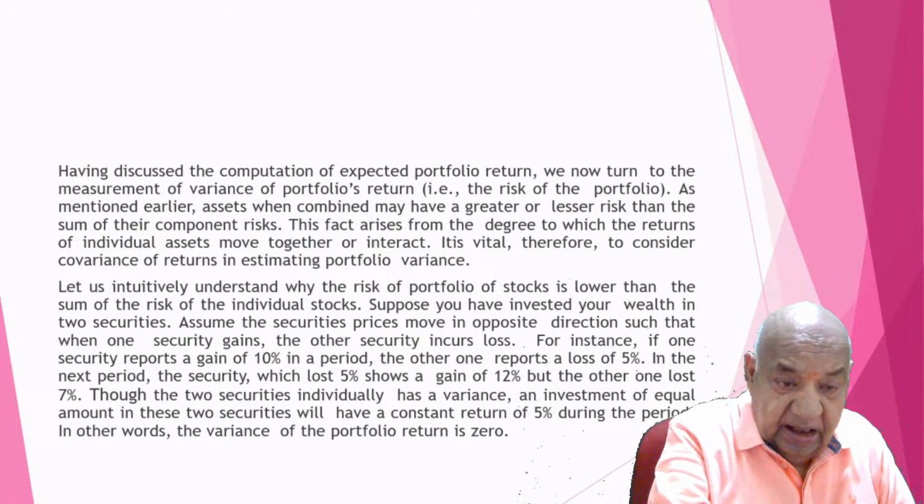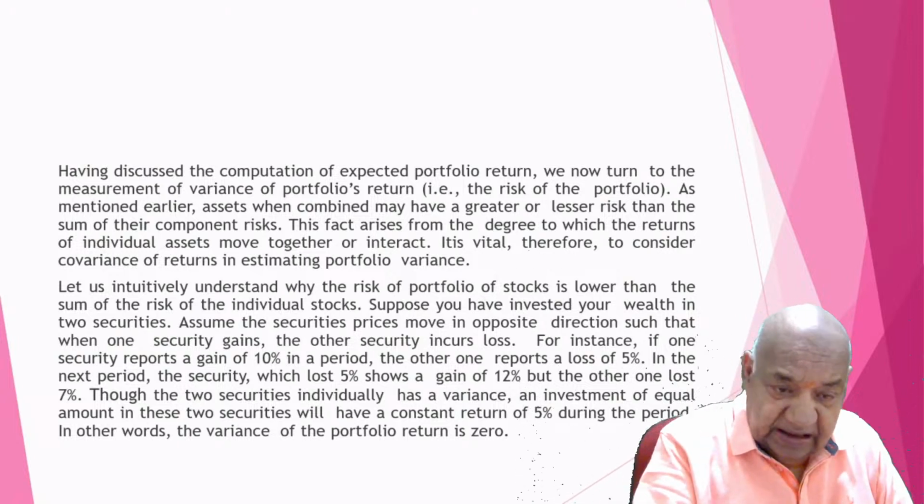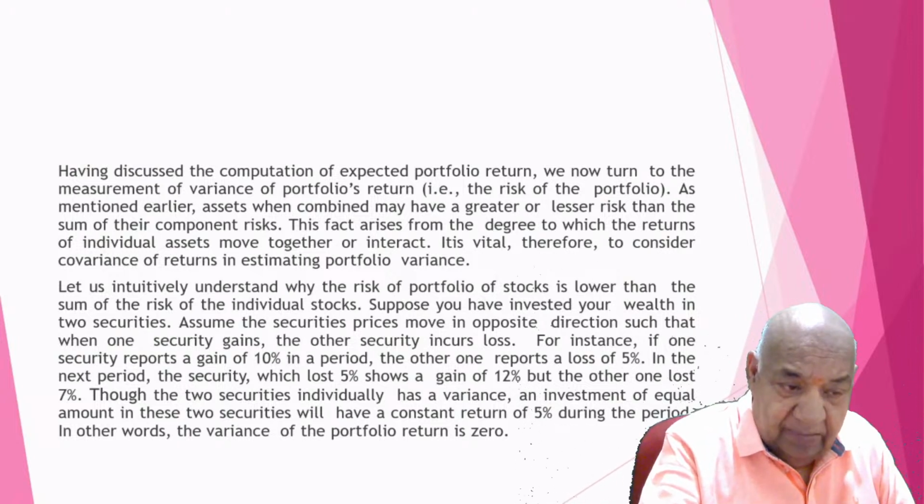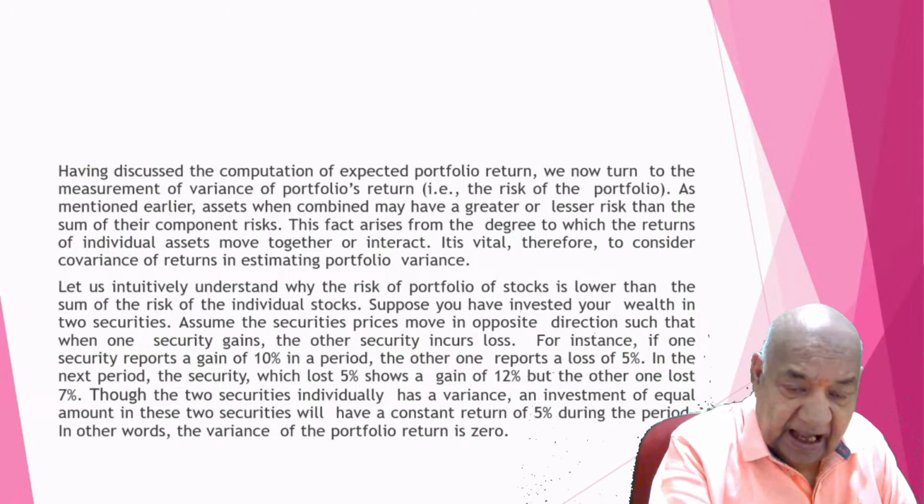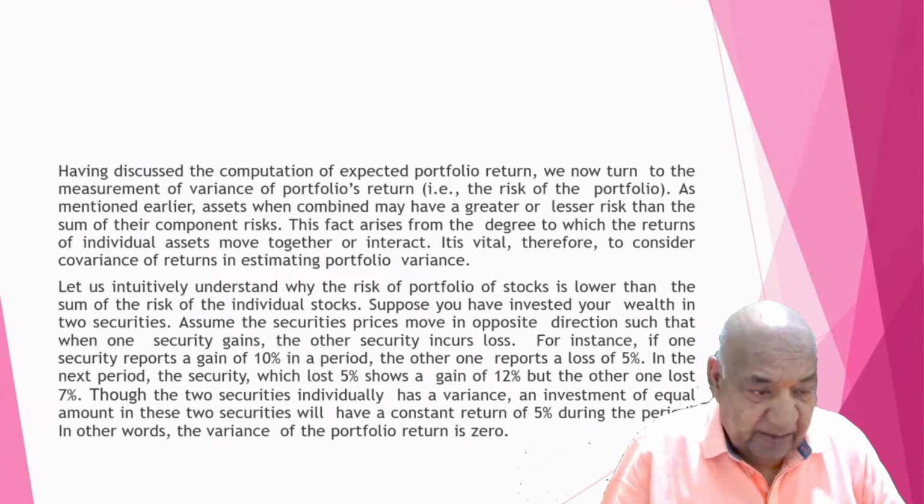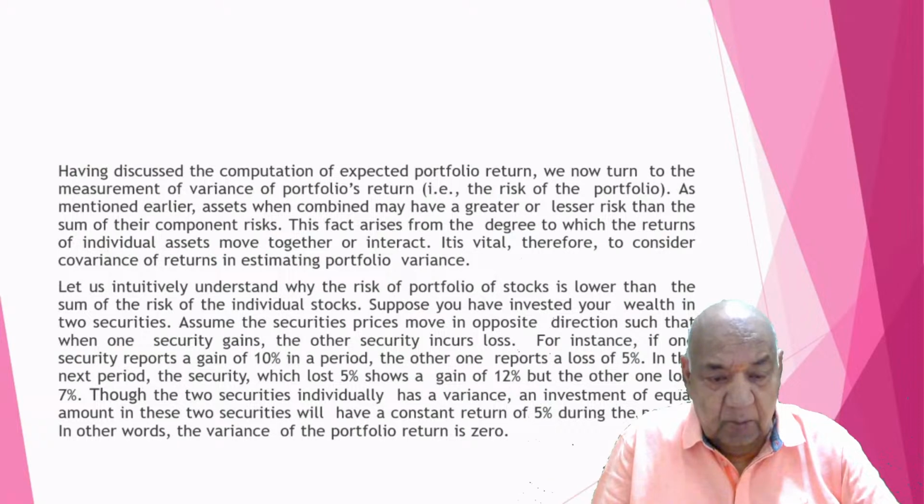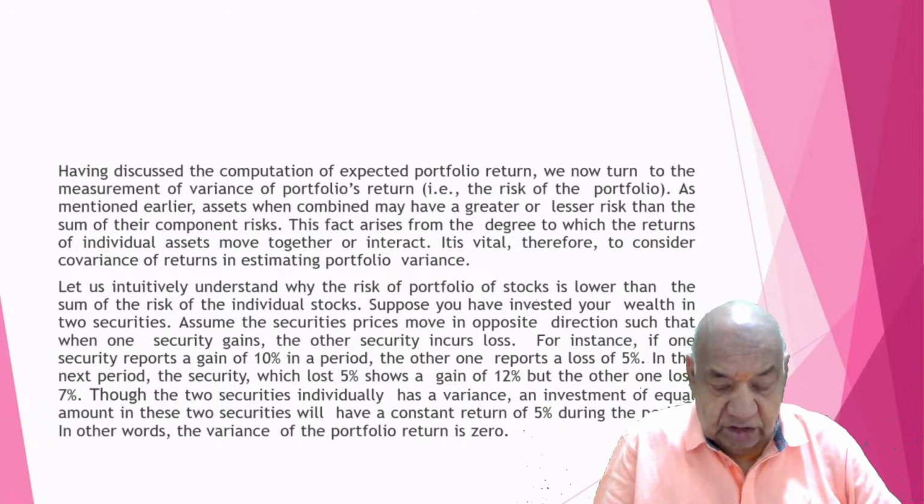Here, 10 minus 5 is 5 and 12 minus 7 is again 5. Therefore, a constant return of 5%. In other words, the variance of the portfolio return is 0.